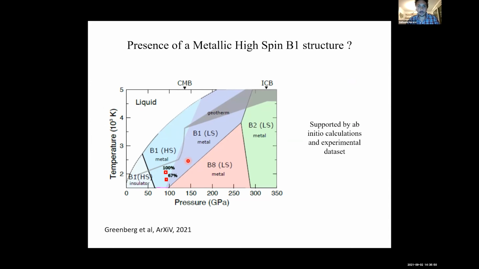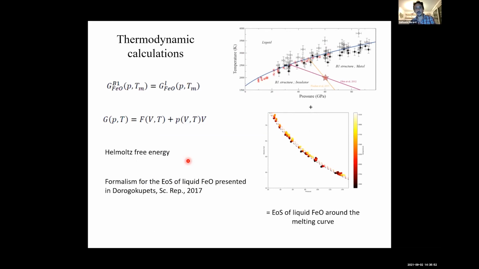So how does it compare with our liquid data? For that, Attilio Rivoldini in Belgium did these thermodynamic calculations. The idea is quite simple. We have the melting curve, we have the equation of state of the solid. As on the melting curve the Gibbs energies of both are equal, you can try with some Helmholtz free energy approximation, and the formalism used for iron, to extract the equation of state of liquid FeO around the melting curve.